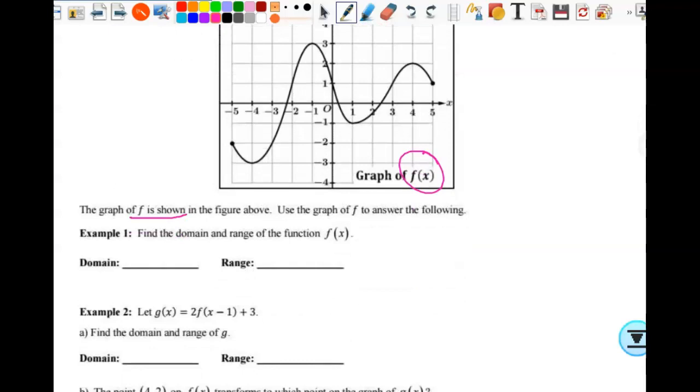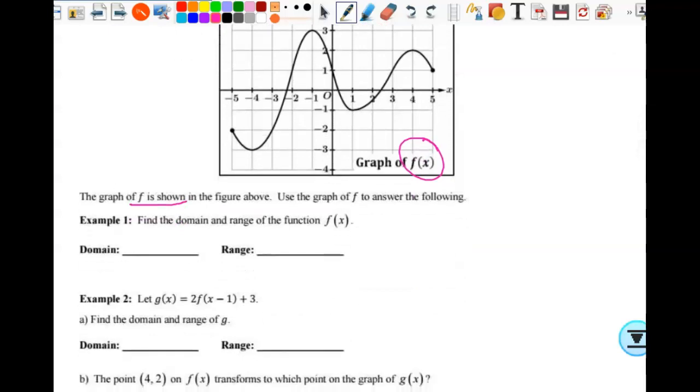All right, so the first thing we want to do is find the domain and range of f, which is this graph. So go ahead and write down the domain and range in interval notation of that graph. Should be a piece of cake. It is an Algebra 1 skill.